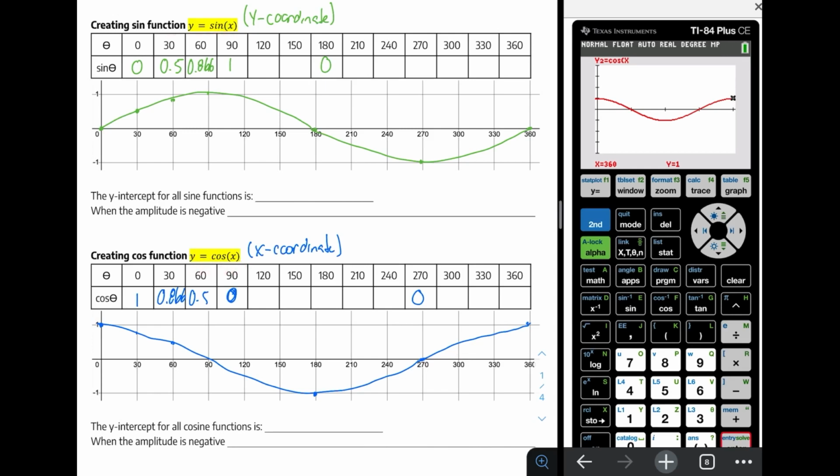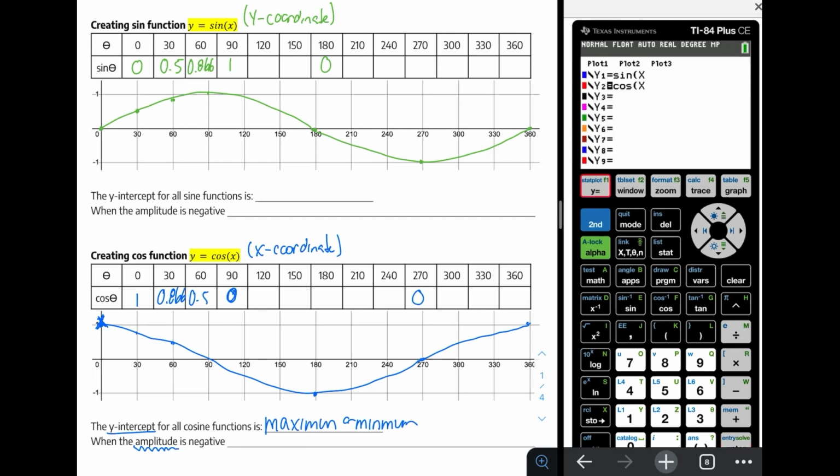For a cosine curve, the y-intercept is always going to be either at a maximum or at a minimum. So right here, I'm at a maximum. Now, how do I get a minimum? That is going to be when the amplitude, and we'll come back to this just in a few minutes, if my amplitude is negative, then that's when I'm going to be starting at a minimum. And what does this mean? If I go onto my graph and I now have a negative cosine of x, let's compare what's happening now.